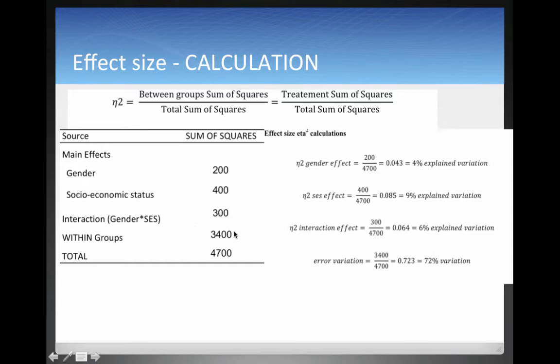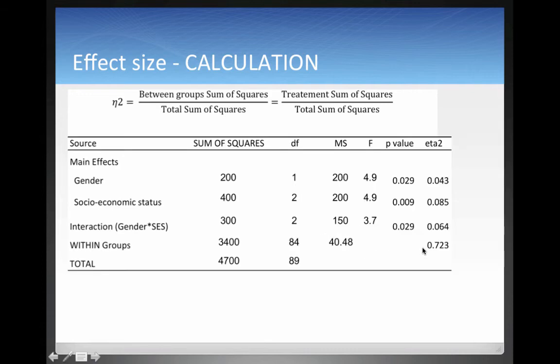And then the within group effect, sometimes called the error term, is 3,400 divided by 4,700. So you can see here 72% of the variation is within groups, or is the error variation, right? So that's random variation that we can't really assign to any of the main effects or interaction effects. So in this example, we could say that SES is the strongest effect, while the gender and interaction effects are a bit smaller.